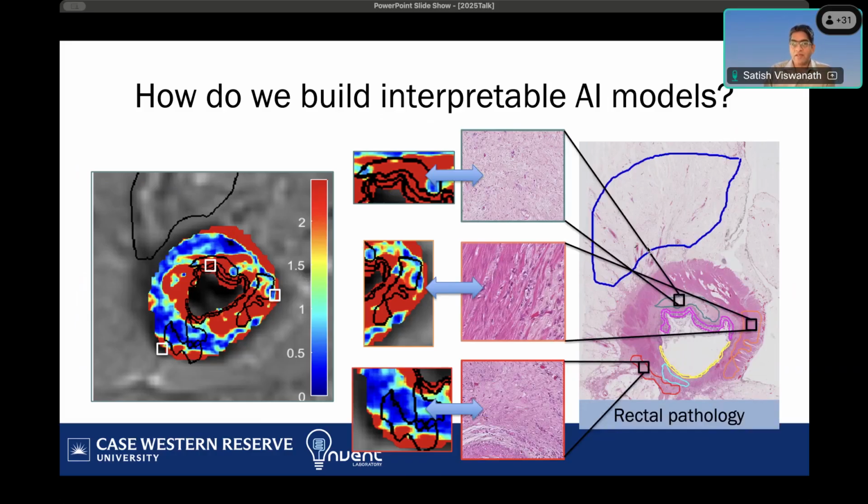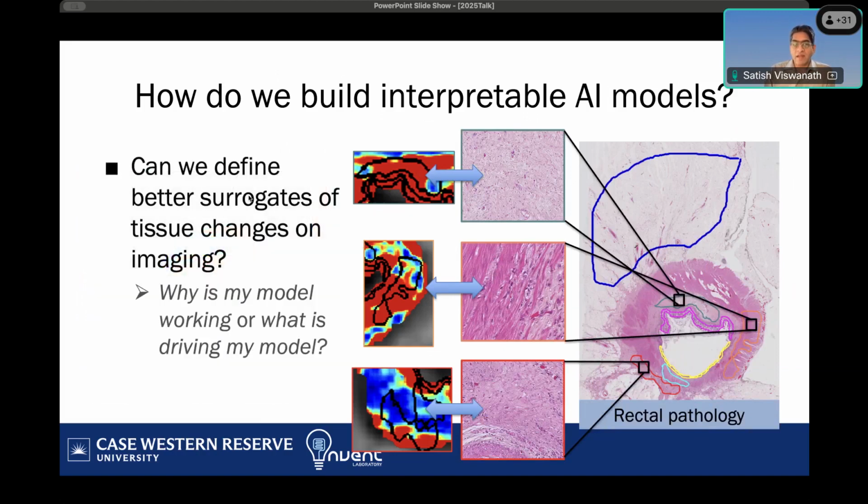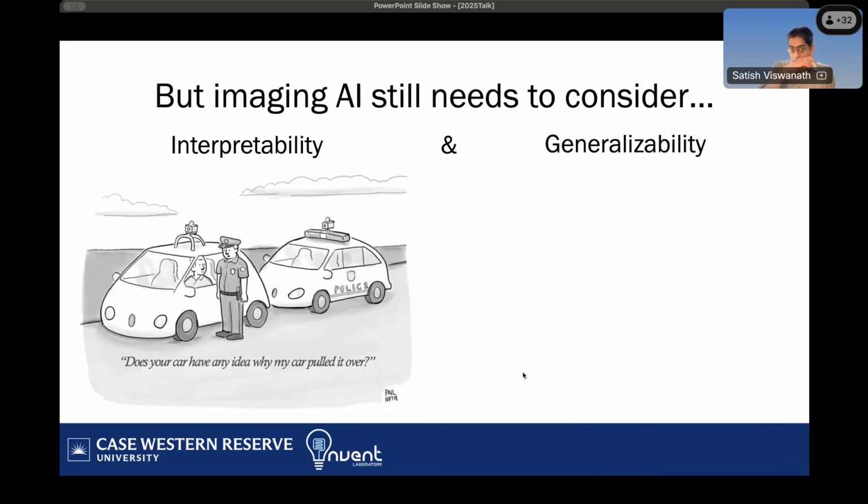In other words, if we can find surrogates of these tissue changes, we have a better understanding of why the model is working. For example, this signature is more closely related to submucosa. This here is maybe related to muscle. This is related to fibrosis, and so on and so forth. So this is one angle, the question of interpretability.